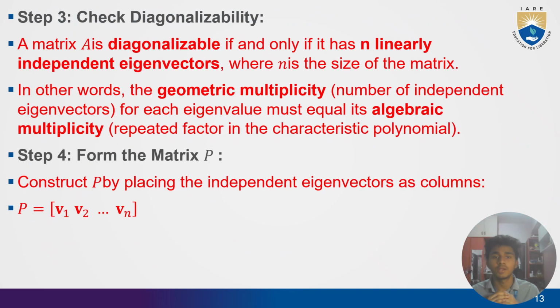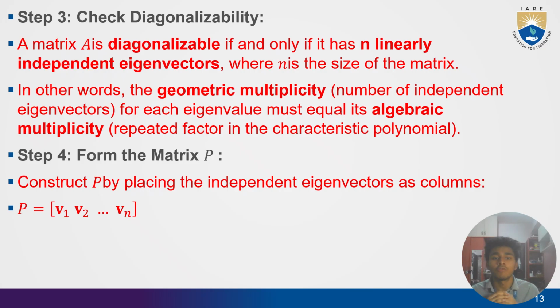Step 3. Check diagonalizability. A matrix is diagonalizable if and only if it has n linearly independent eigenvectors, where n is the size of the matrix. In other words, the geometric multiplicity, the number of independent eigenvectors for each eigenvalue, must be equal to its algebraic multiplicity, the repeated factors in the characteristic polynomial.